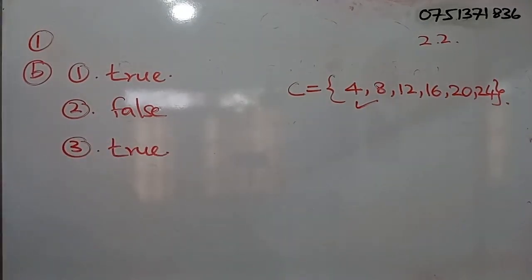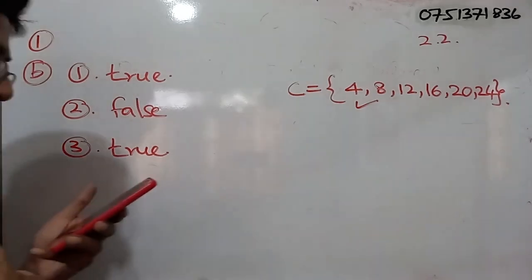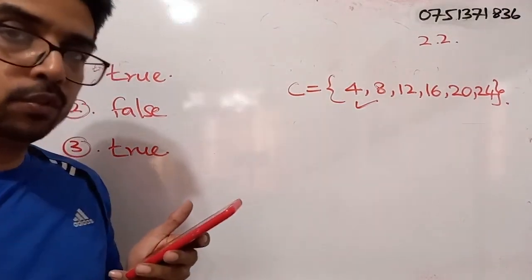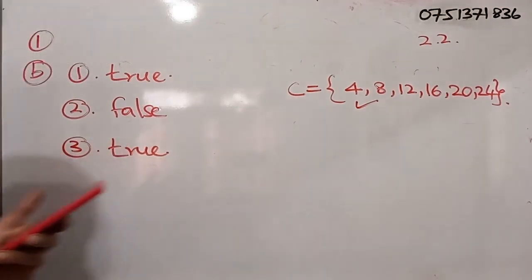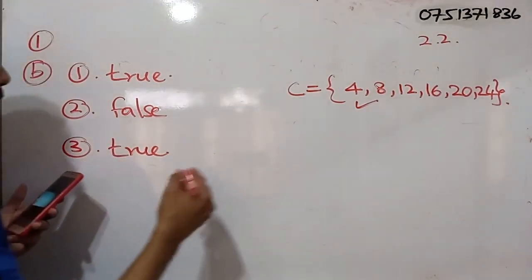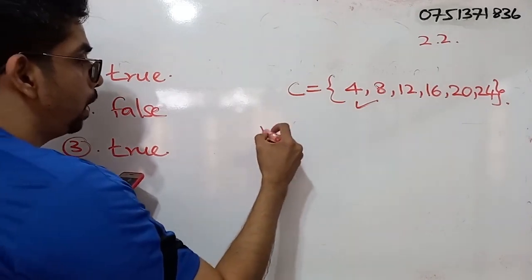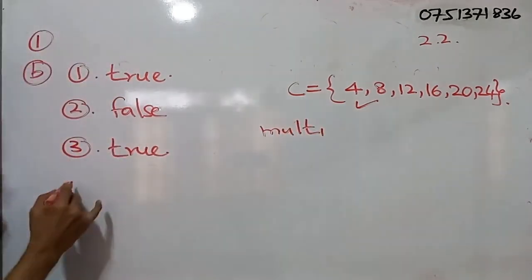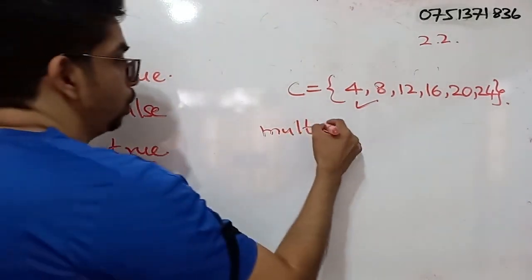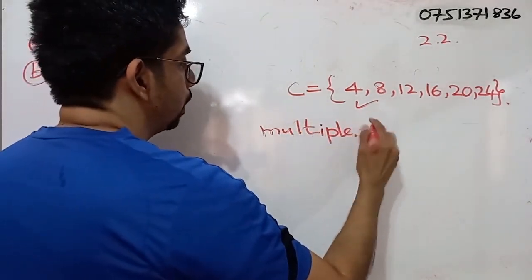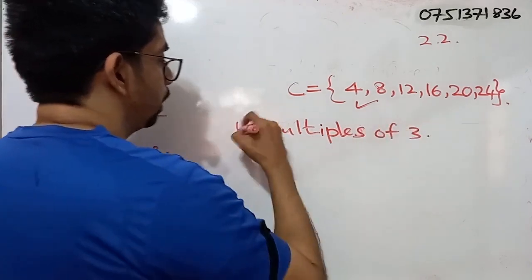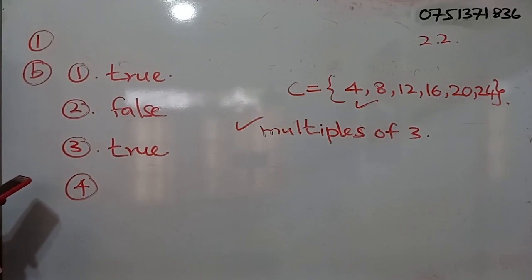Okay. Any multiple of 3 from 1 to 10 is an element of G. So that is also true. Right? Why? Let's take this statement. So we are talking about multiples of 3. So I'm talking about the fourth statement. Multiples of 3, okay, from 1 to 10 is an element of G.